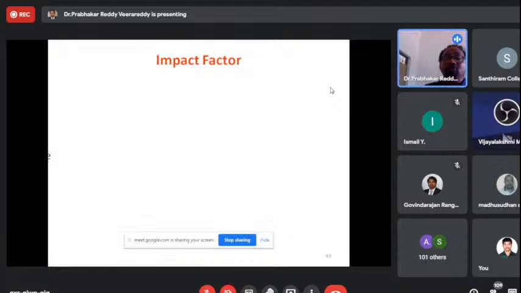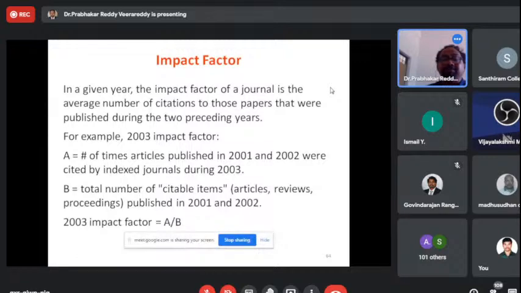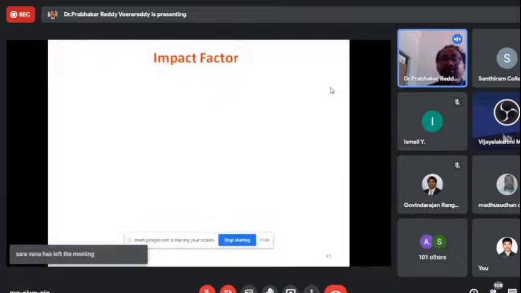I told you, impact factor is very, very important. In a given year, the impact factor of a journal is the average number of citations to those articles that were published during the two preceding years. So here you see A by B. A means the number of times articles published in 2001 and 2002 were cited by indexed journals during 2003. The total number of citable items are your articles or reviews or proceedings published in 2001 and 2002. That is the impact factor you are going to get.